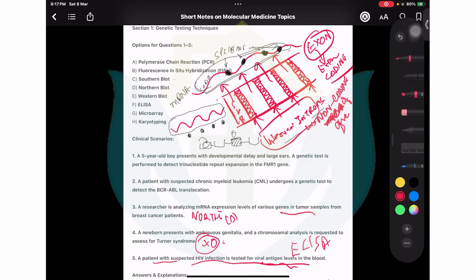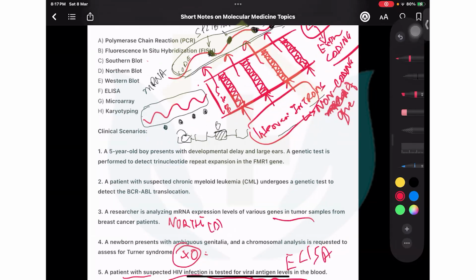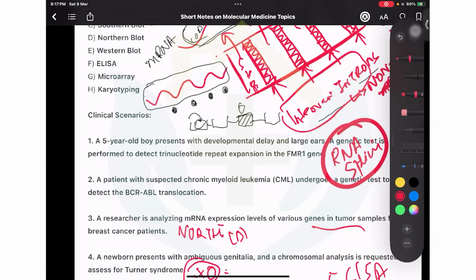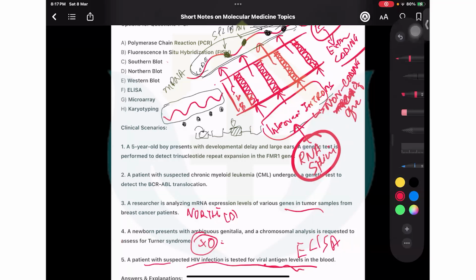So these exons, the coding regions, will lead to the presence of the mature RNA after splicing, and they will lead to functional protein. This process is known as RNA splicing, which removes the introns. Is that clear now? Yes, sir.